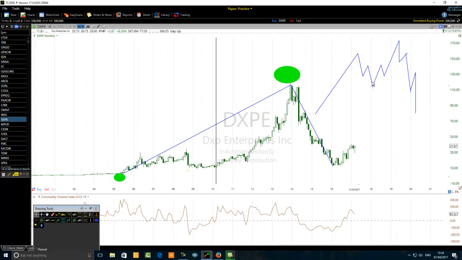So 1, 2, 3, 1, 2, 3, either equal high or lower high or higher high, and then coming down 1, 2, 3, 4, 5. This is one of the popular corrective phases. So trending phase followed by a flat correction.